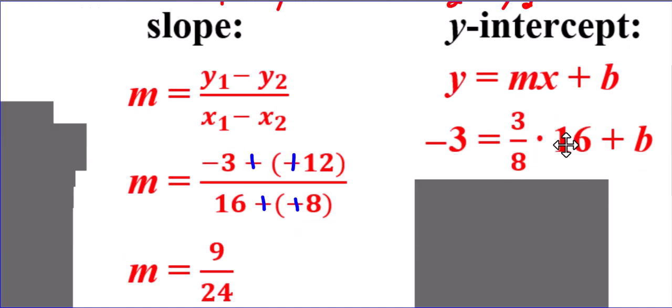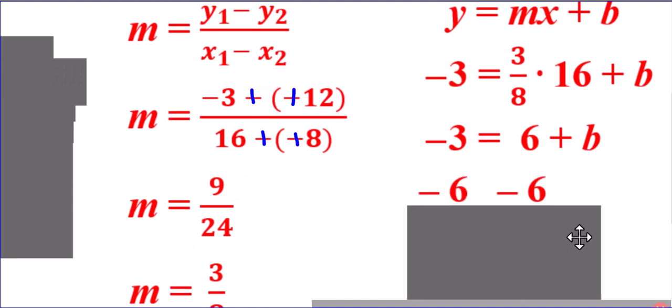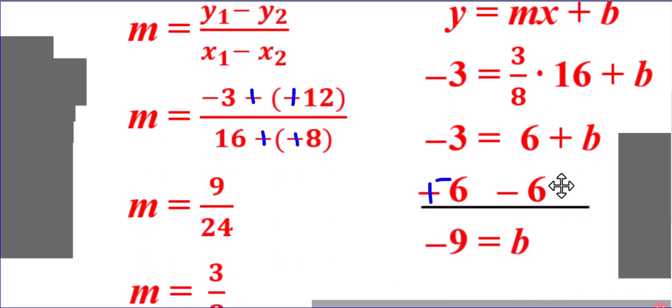3/8 times 16. I'm going to take the 16, divide by the denominator. 16 divided by 8 is 2. Take that answer times the numerator. 2 times 3 is 6. If you wanted to use a calculator, you could, but I'm trying to show you how you can do this without a calculator. Now, time for inverse operations. The inverse of adding by 6 is subtracting by 6. If you want to make that subtraction become adding the opposite over here, since there was a negative above it, feel free to do that. That's going to give you -9 for the b.